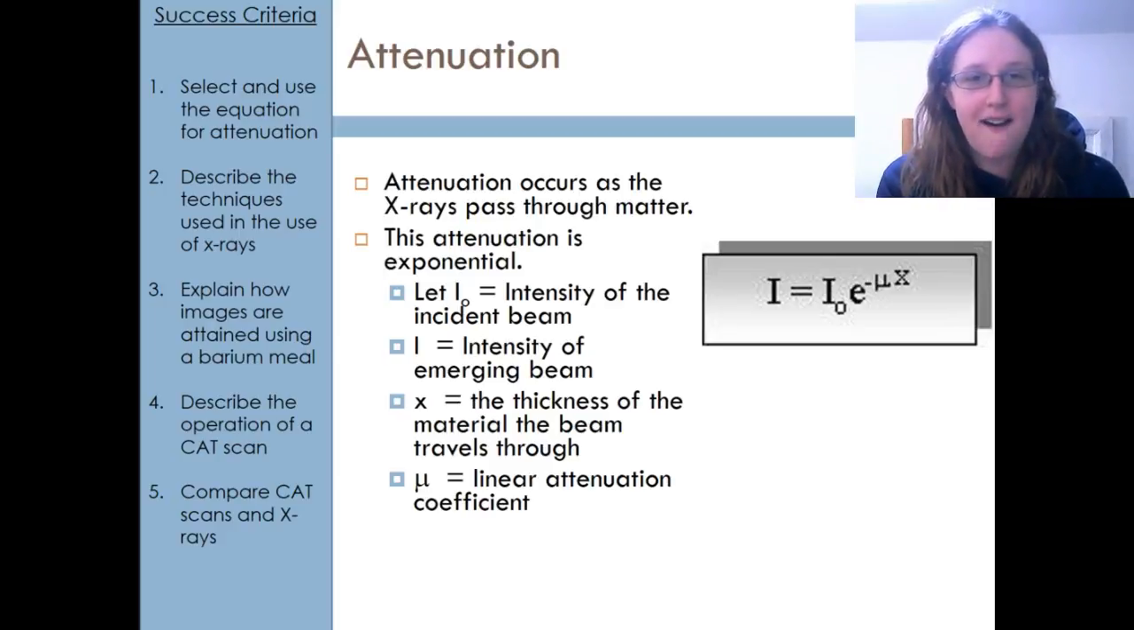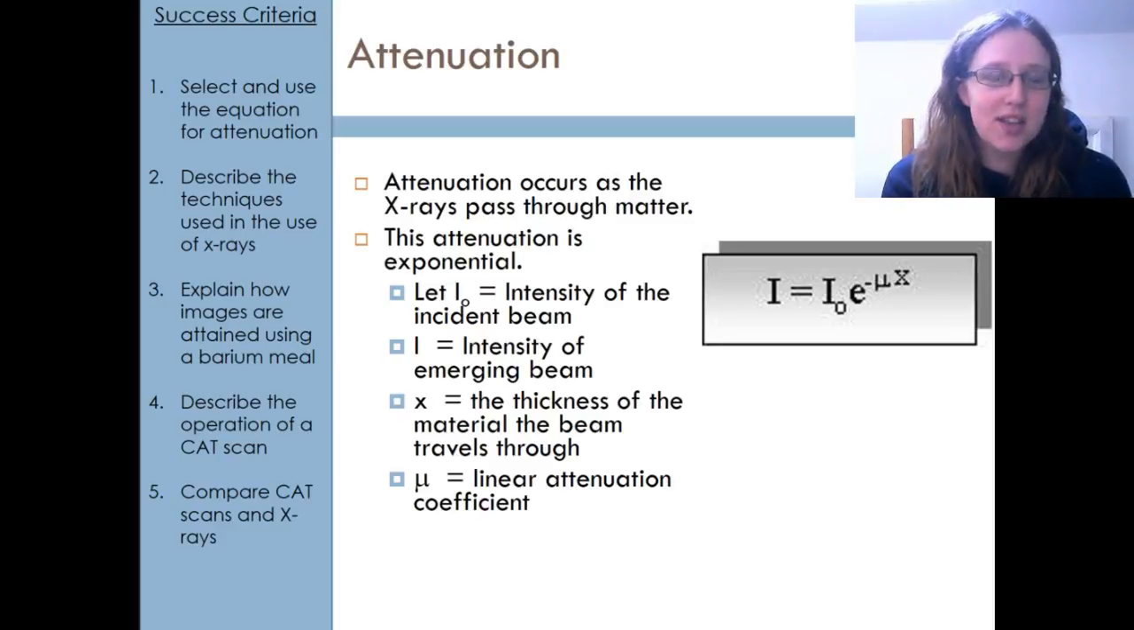So this time we've got I equals I naught e to the minus mu x. So I naught is the initial intensity, I is the intensity of the beam when it comes out the other side, x is the thickness of the material it passes through, and mu is something called the linear attenuation coefficient. So linear attenuation coefficient is just a measure of how strongly the material attenuates, how strongly it absorbs the energy of the X-rays.